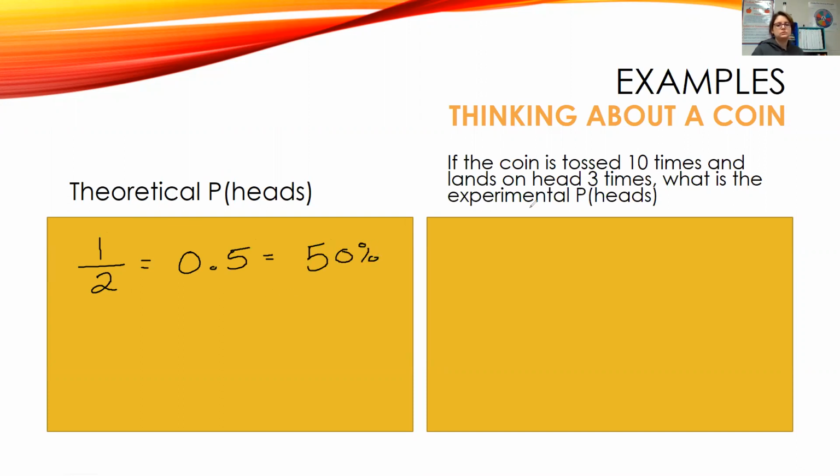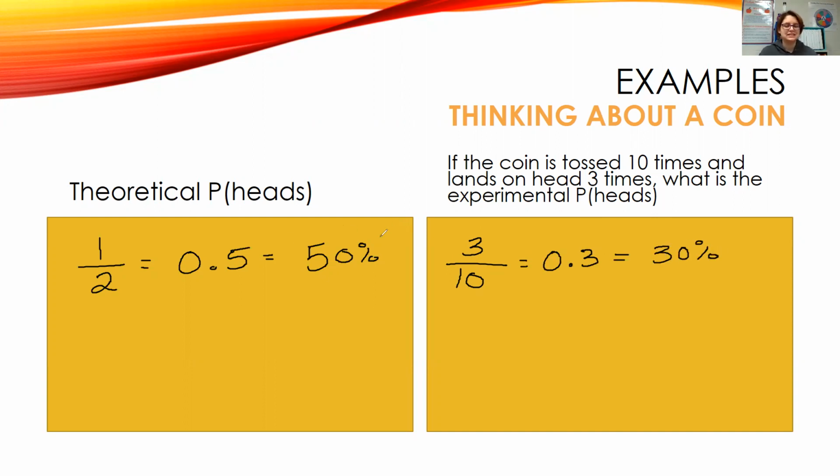Okay, now let's think about an actual experiment. If we toss our coin 10 times and it lands on heads 3 times, what is the experimental probability of getting heads? Okay, so we think about how many total times did we toss our coin? That's 10. And how many times did it land on heads? 3. Okay, so 3 out of 10 is 0.3 or 30%.